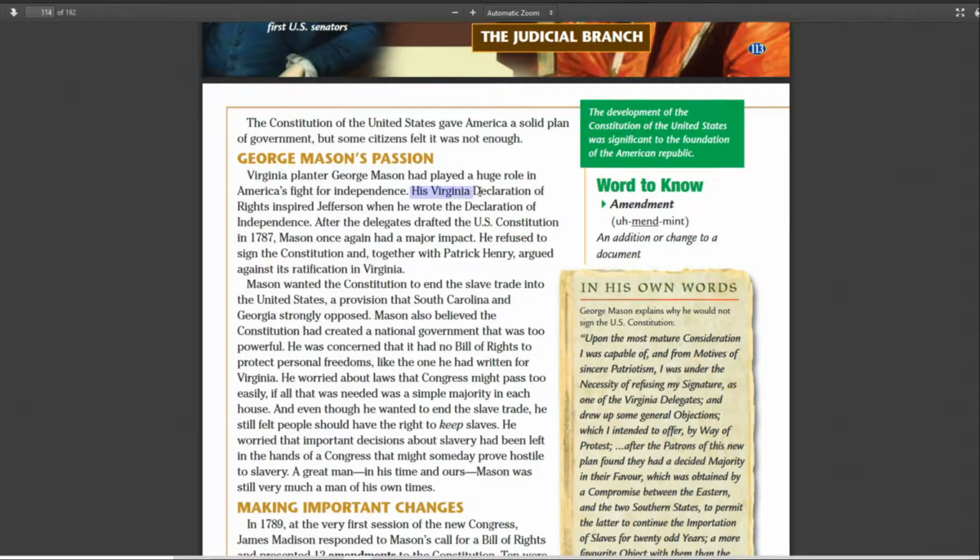What you should know about him: his Virginia Declaration of Rights inspired Jefferson when he wrote the Declaration of Independence. So the Declaration of Independence is partially based on the Virginia Declaration of Rights by George Mason. Okay, so this is a very smart, important person, a very loud voice in the Revolution. He and Patrick Henry said that they did not want it ratified by Virginia. And he was also against the slave trade.